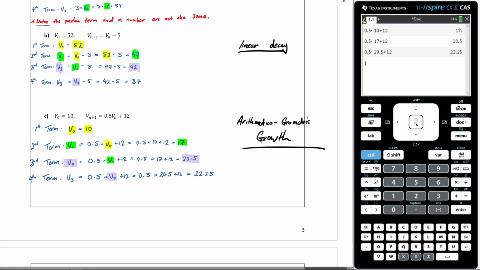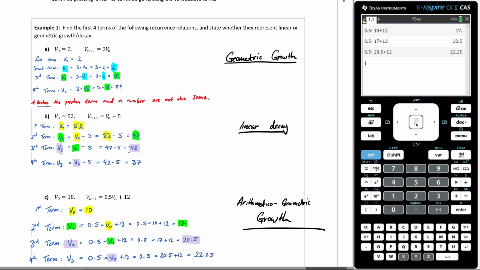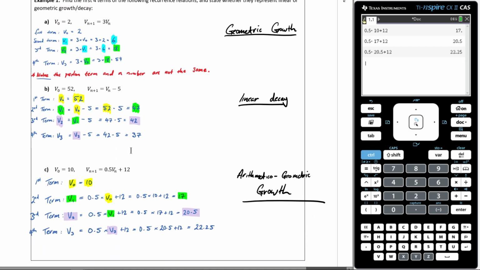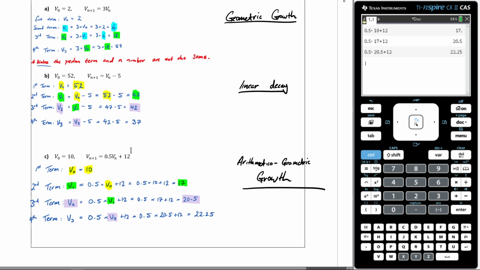Perfect. All right, so that's how you do it. Now that is writing it out by hand, being very explicit with it. We're now just going to take a quick break for a second so I can catch my breath, and I'm going to show you how to do this on the calculator.